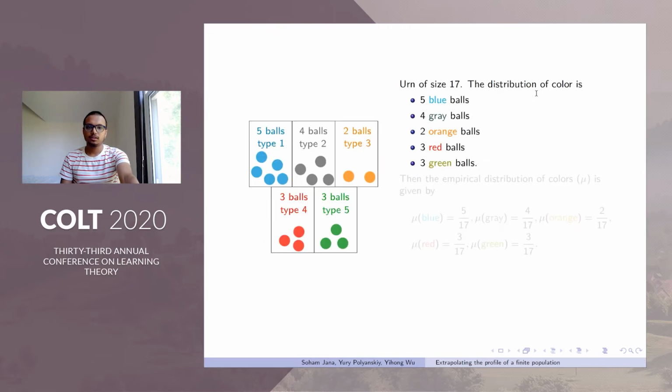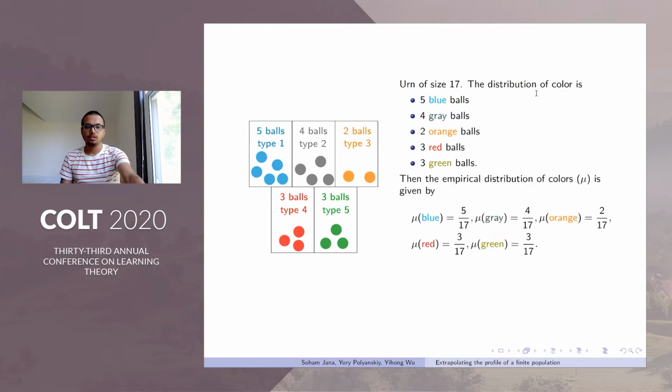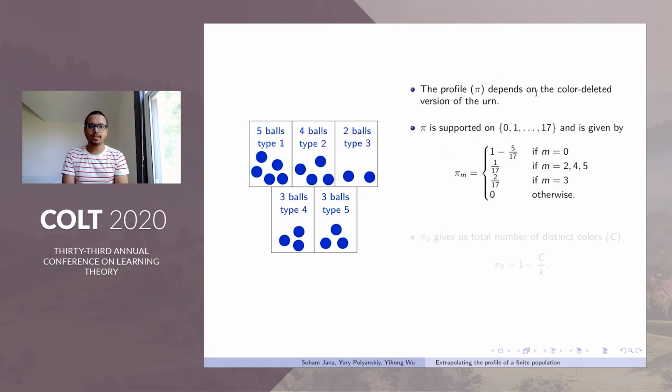So we start with an example. Suppose we have an urn of size 17 with 5 blue, 4 gray, 2 orange, 3 red, and 3 green balls. Then the empirical distribution, call it mu, of the colors is given by the total number of balls for each color divided by the total size of the population. We note that the profile pi actually refers to the color deleted version of the urn, where we do not know how many colors are there or how many balls belong to each color. We only know that, for example, in this case, there are 2 colors with 3 balls each, and there are 3 colors with 5, 4, and 2 balls.